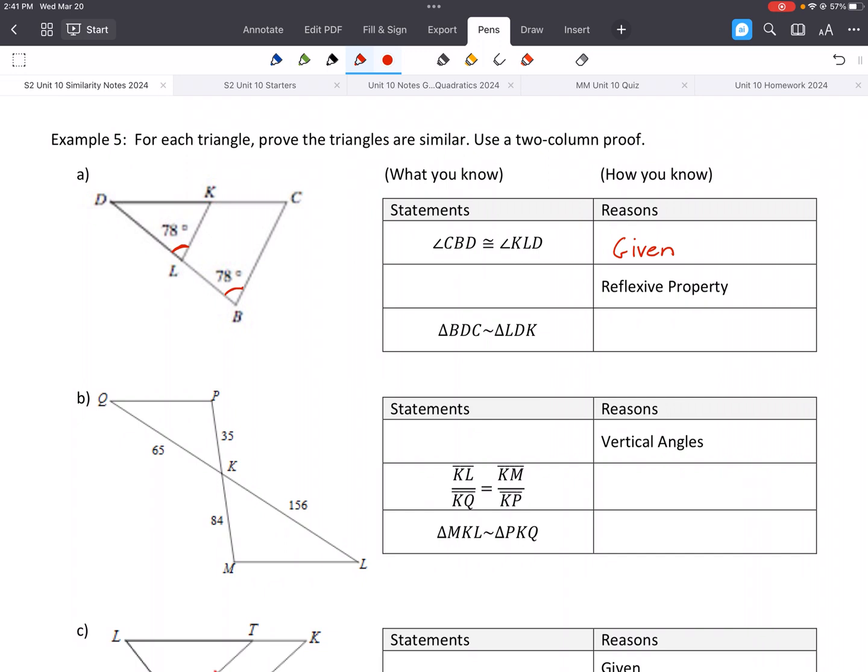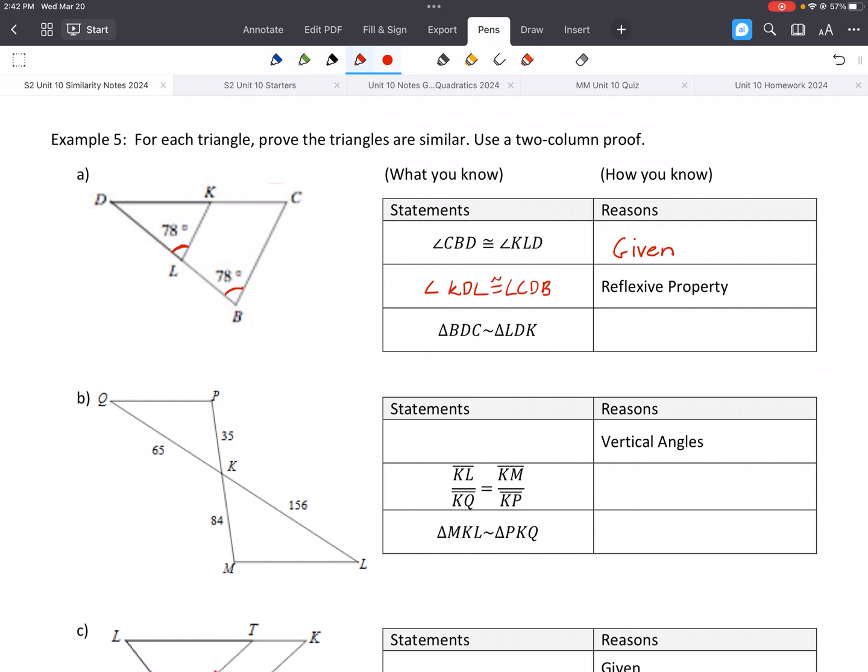So we just need to write down the statement saying which angles are the same or congruent. So we could write angle KDL, so that's this angle for the small triangle, and that is congruent to angle CDB. And we know that those angles are the same because of the reflexive property.